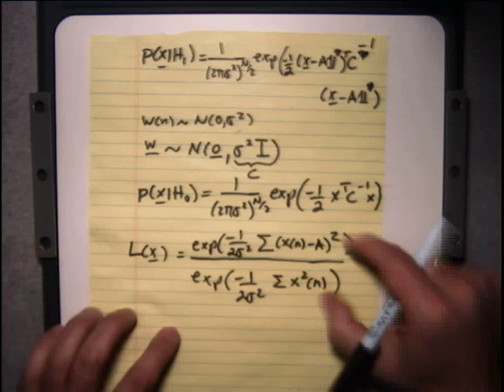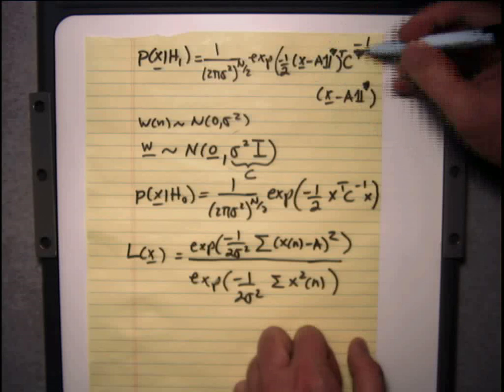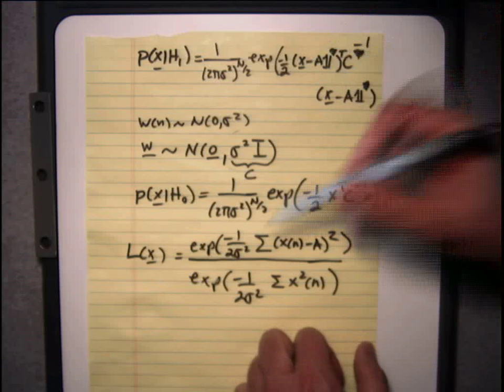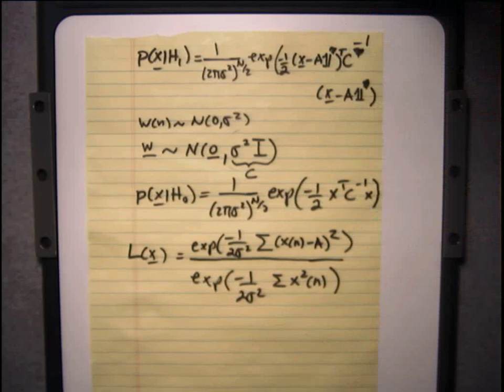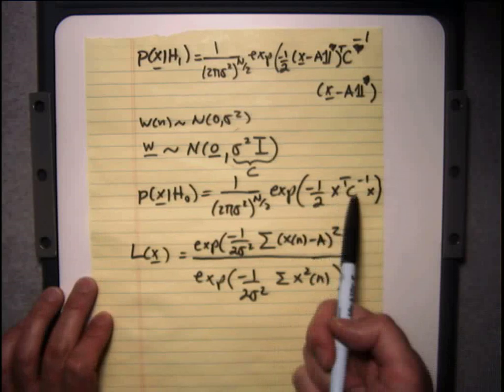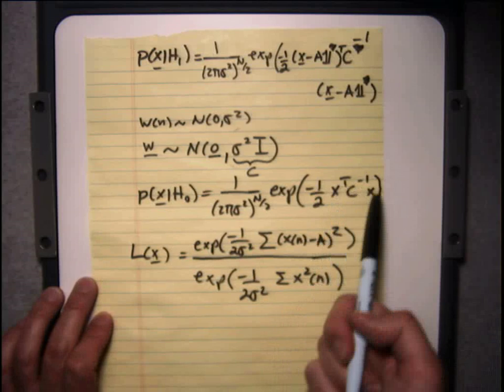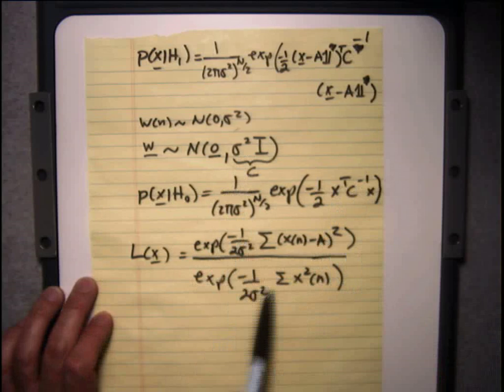Okay, is it clear how I got these two? What I did here is I just multiplied this quadratic form out and I wrote it as a scalar directly. And the same thing here. So x transpose C inverse x is x transpose times identity times x with a 1 over sigma squared, and that 1 over sigma squared is out here.